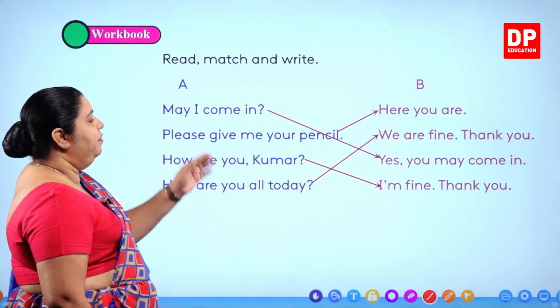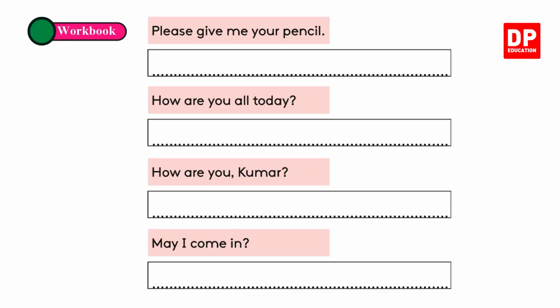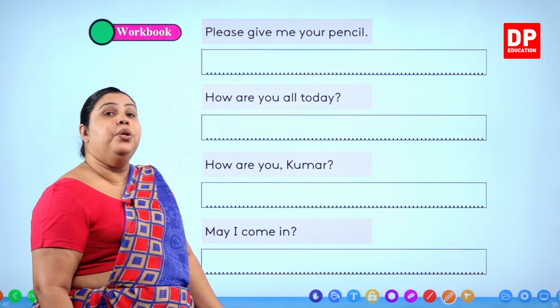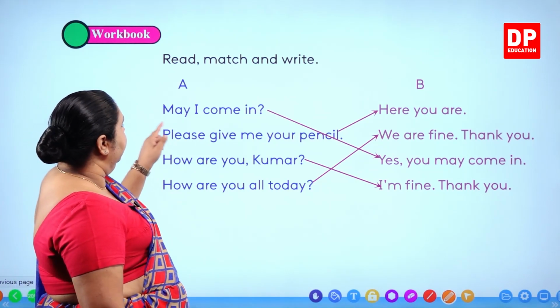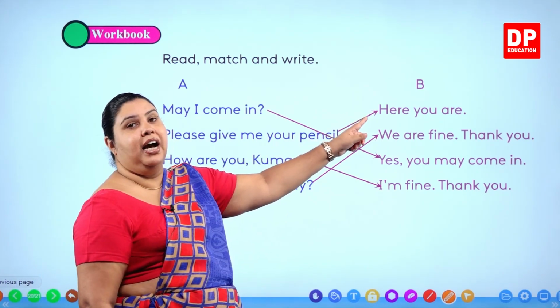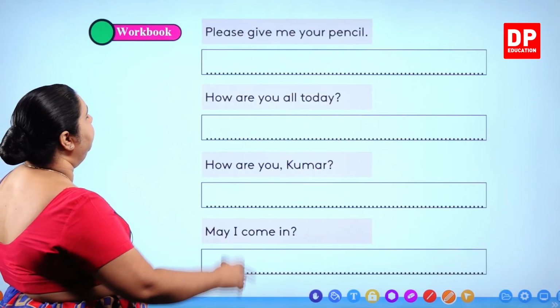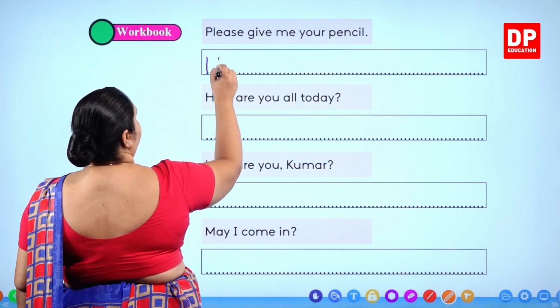Okay. Now we have to write these in our next slide. Come, let's see how we are going to write them. The first question here, the first part is given. We have to write the second part. Please give me your pencil. What do we have to write? What is the answer? Here you are. So we have to write the answer.